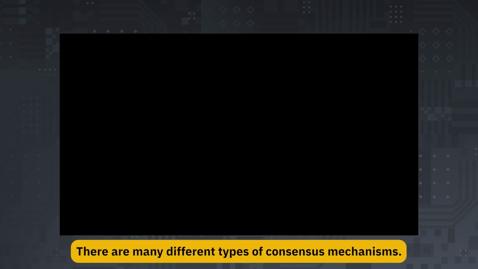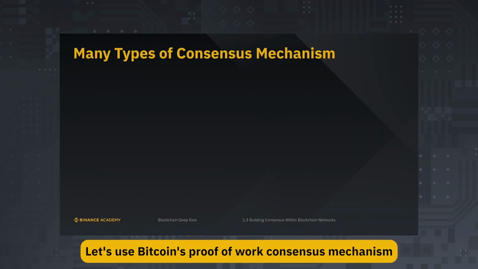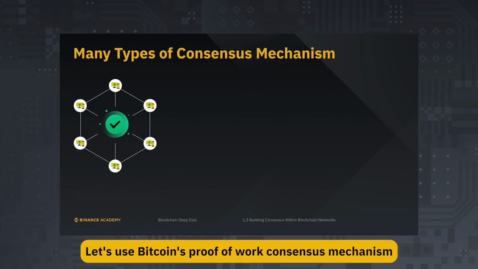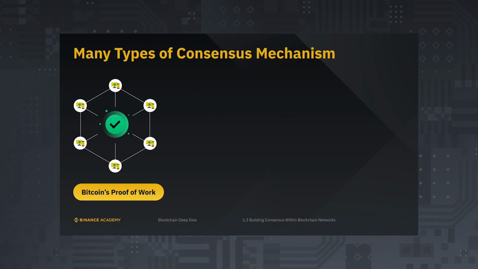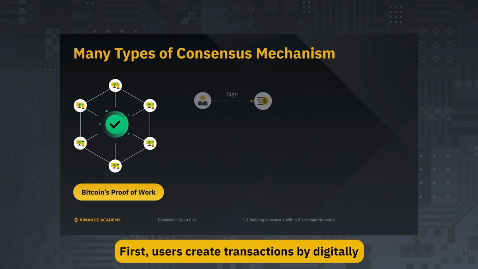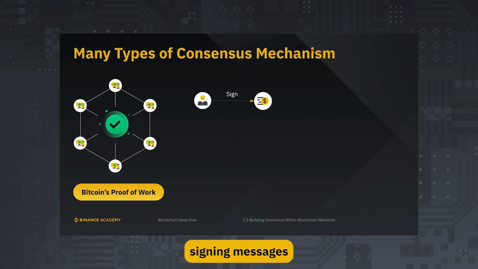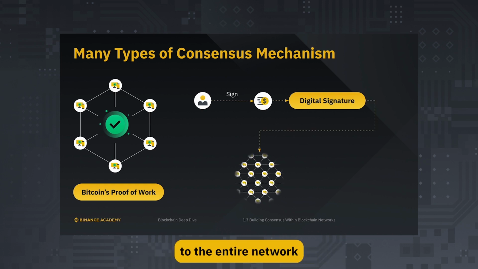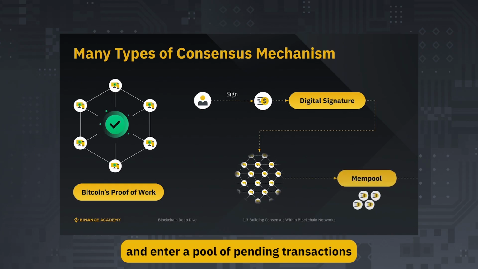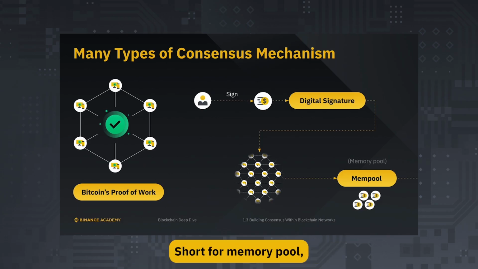There are many different types of consensus mechanisms. Let's use Bitcoin's proof-of-work consensus mechanism as an example to demonstrate how this mechanism works. First, users create transactions by digitally signing messages indicating the transfer of Bitcoins from one address to another. Then, these transactions are broadcast to the entire network and enter a pool of pending transactions where they wait to be processed by miners. This transaction pool is called a mempool, short for memory pool.